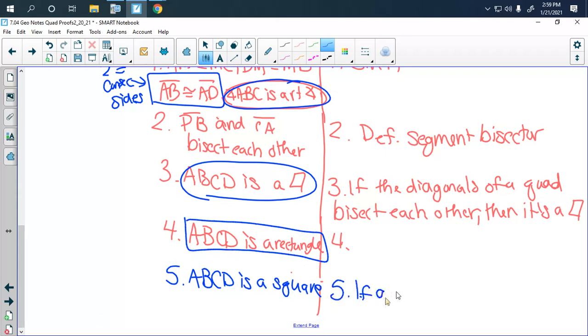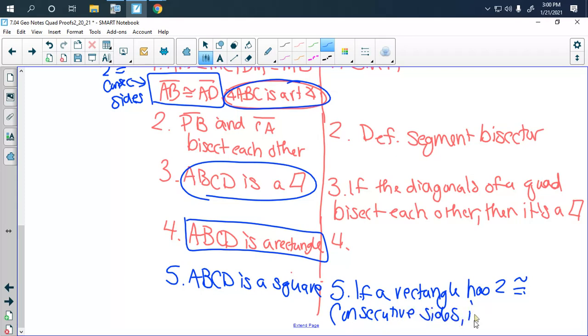So if a rectangle has two congruent consecutive sides, it's a square.